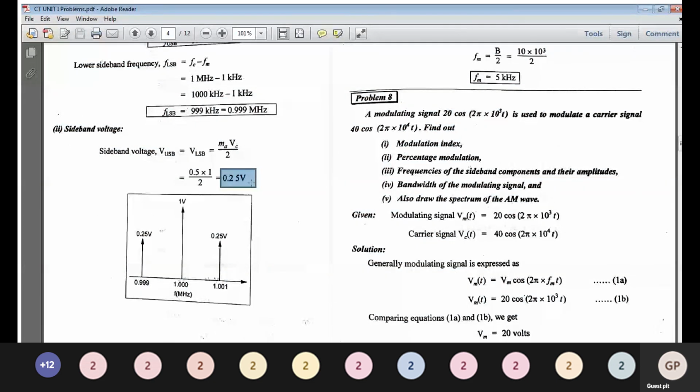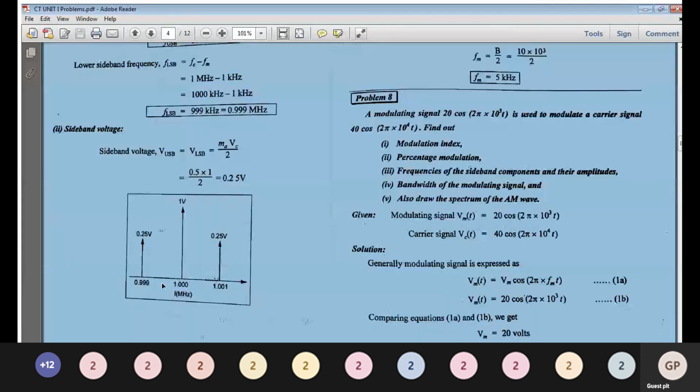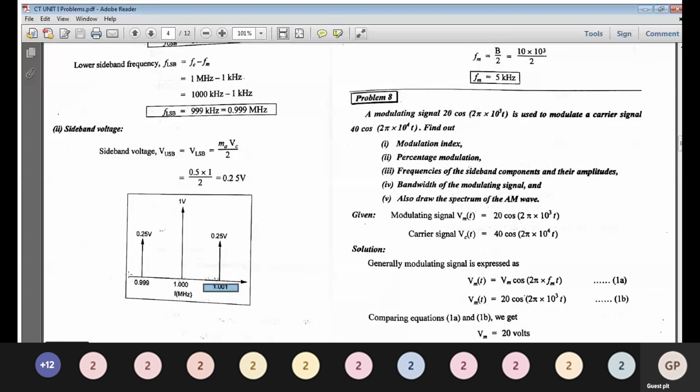Then draw the spectrum. Draw one horizontal line. Mark 3 points: the FC point, the FC plus FM point, the FC minus FM point. Then write the calculated values here. This is 1 megahertz. This is 1.001. This is 0.999 megahertz. The first step is over. Then draw three vertical lines with arrow marks. This one, this one. So look at the diagram.